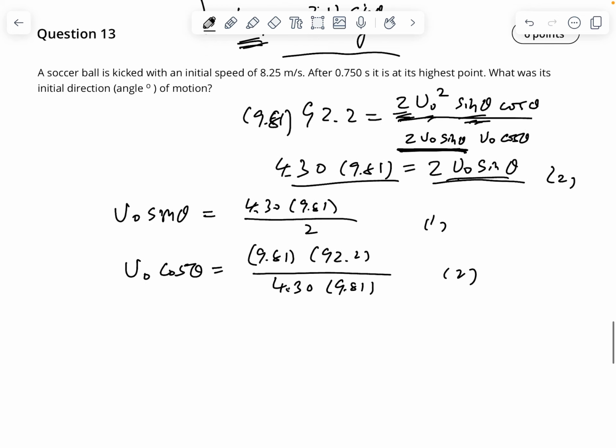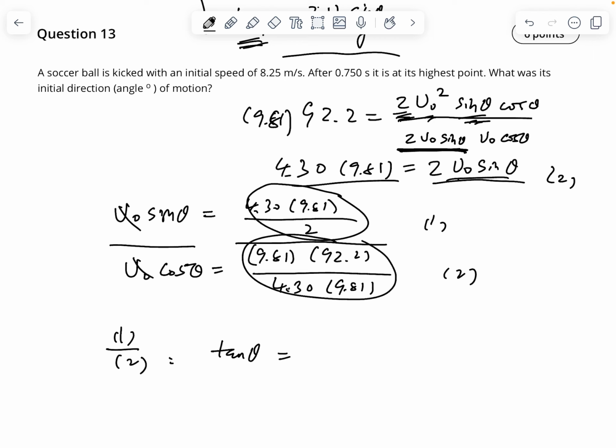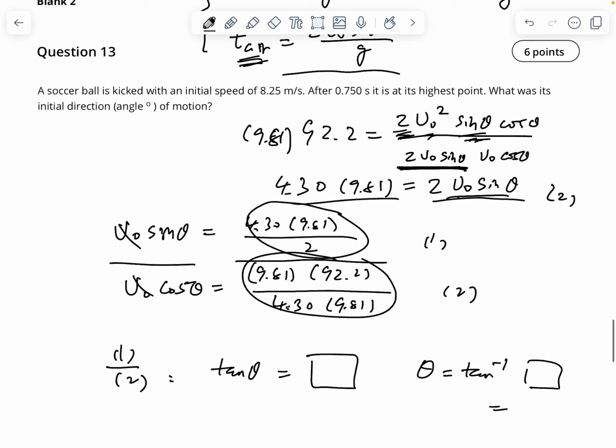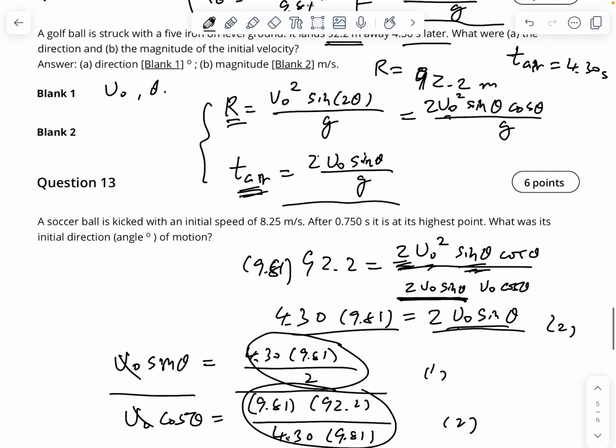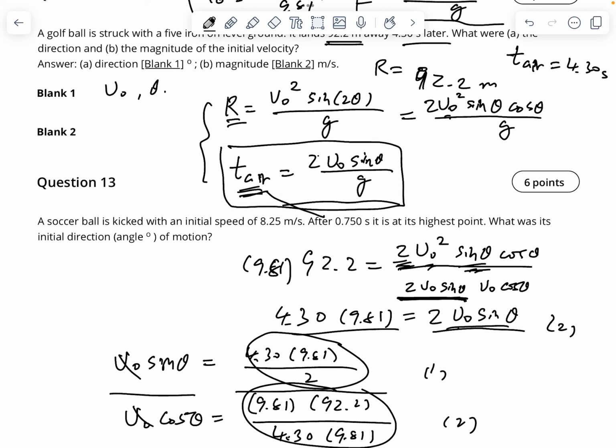So what do you do next? Take 1 over 2, so things cancel. Then tangent theta equals this whole thing divided by this whole thing. And then whatever you get, theta equals the inverse tangent of this. So you get an angle. Once you get the angle, you can plug into this equation. You know the air time, you know the angle, you know G, so you can figure out V naught.